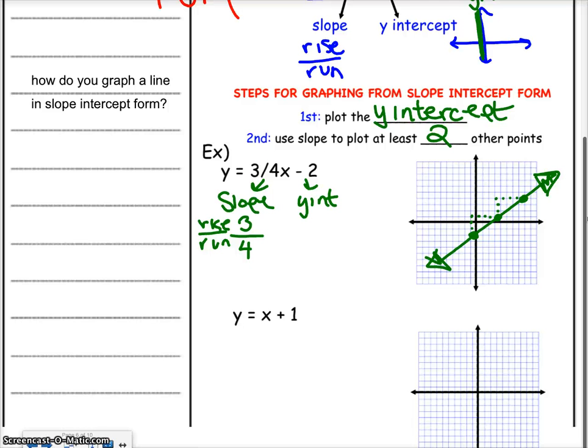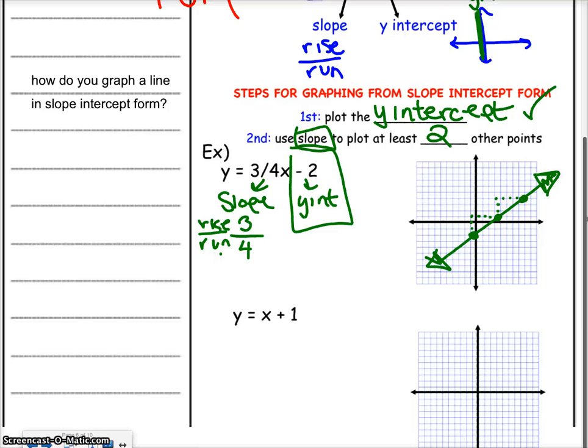So do you see what I did? I plotted the y-intercept. So I identified what my y-intercept is. I made a dot. And then I used my slope. So I said, okay, slope is 3/4. That means I'm going to rise up 3, go over 4. So I went up 3, over 4, up 3, over 4, connect.